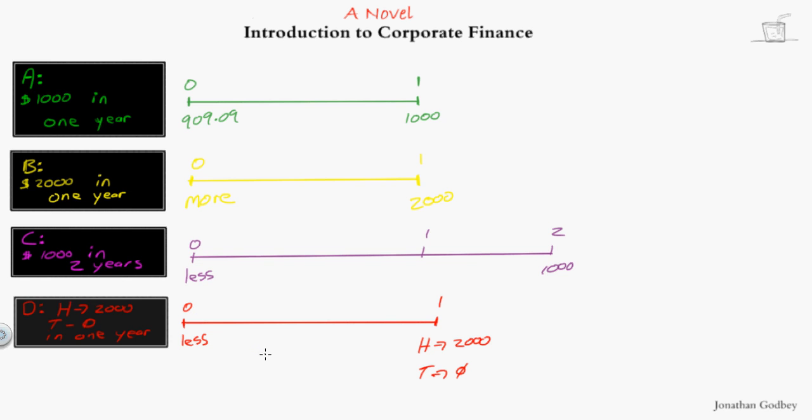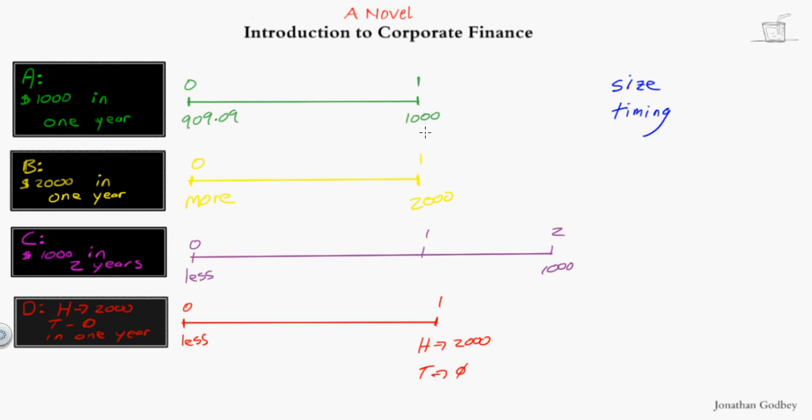So let's go over those again, because this is really important. Would you rather have $1,000 in a year or $2,000 in a year? Clearly you'd rather have $2,000 in a year, so size of the cash flows matters. Would you rather have $1,000 in 1 year or $1,000 in 2 years? You'd rather have it sooner rather than later, so clearly timing of the cash flows is going to matter.